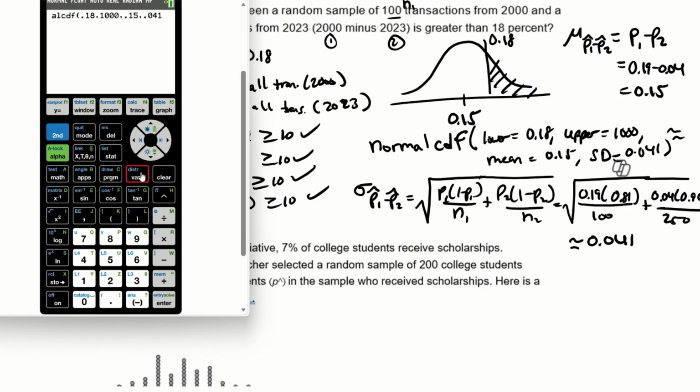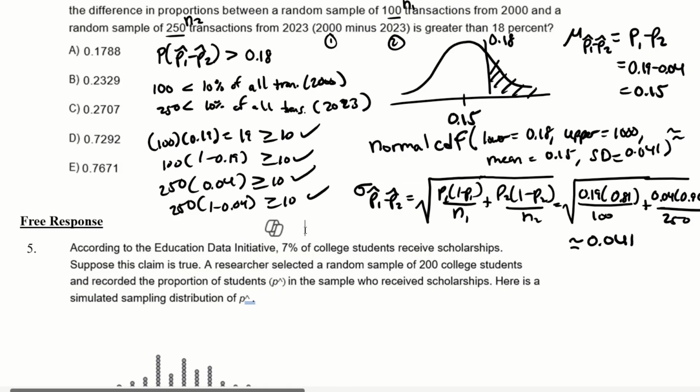All right, and then we'll figure out what that is. So it's about 0.232. All right, and so the closest answer to that seems to be B. Okay, so the answer is B.